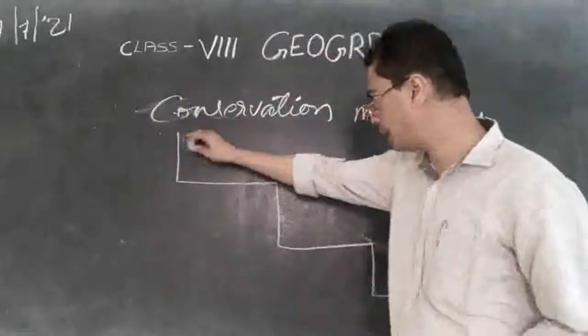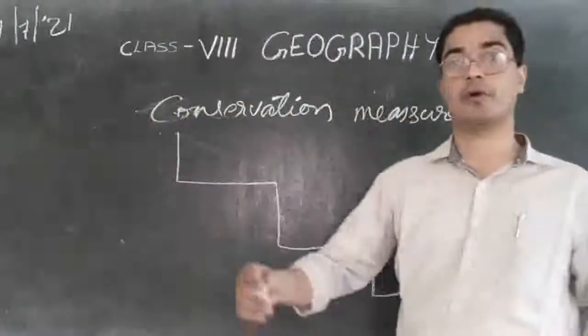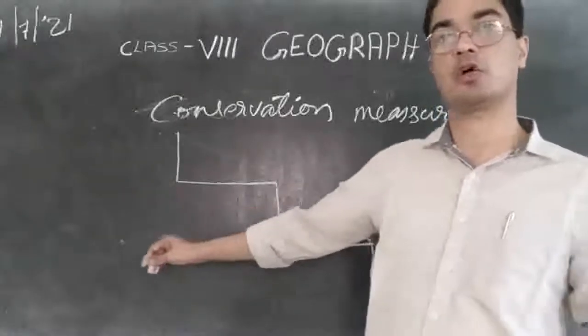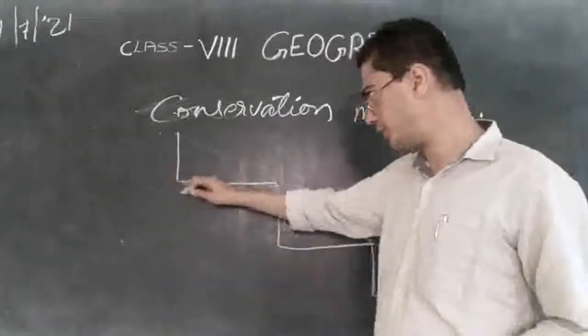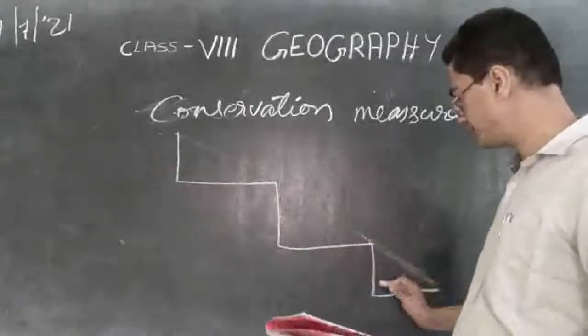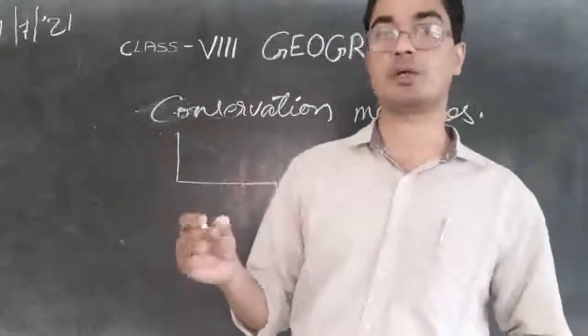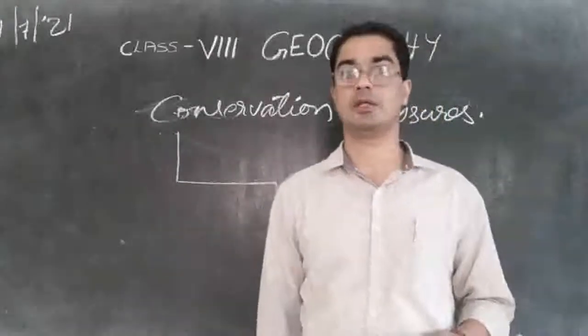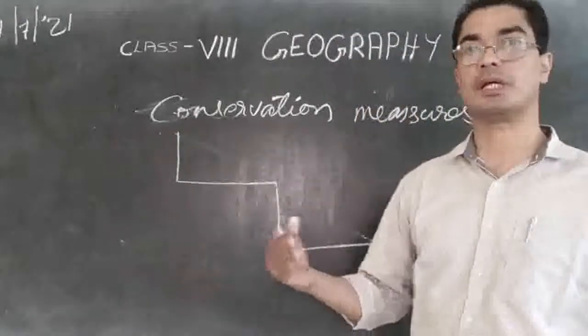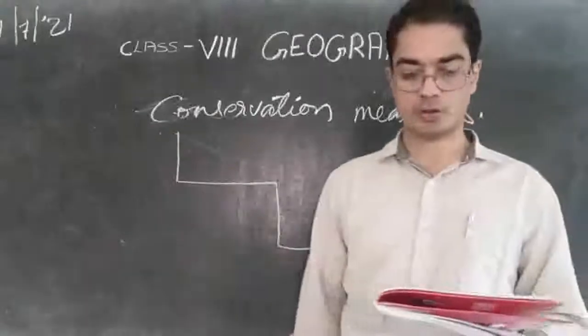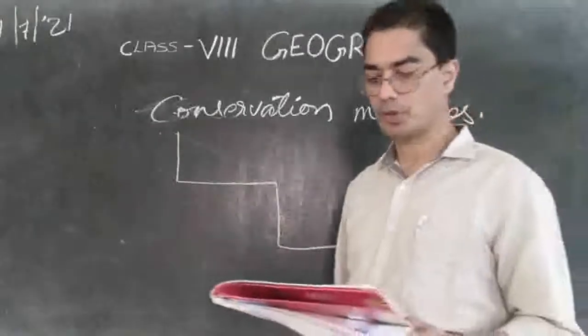If it is a sloping area, then water will flow very fast and it will carry away a lot of soil. But if it is made into terraces, then the speed of the water will be very less. It will not have much force to carry a lot of soil, so the soil will be safe.